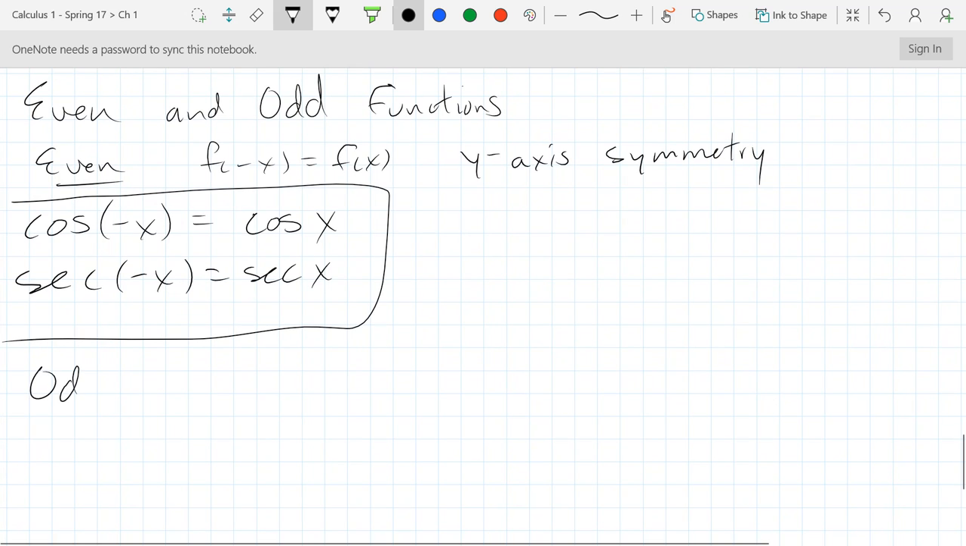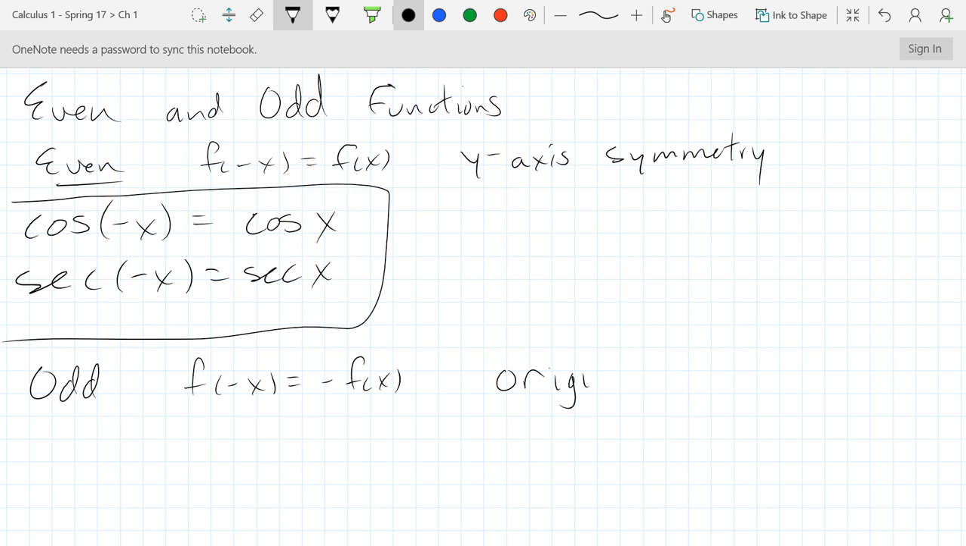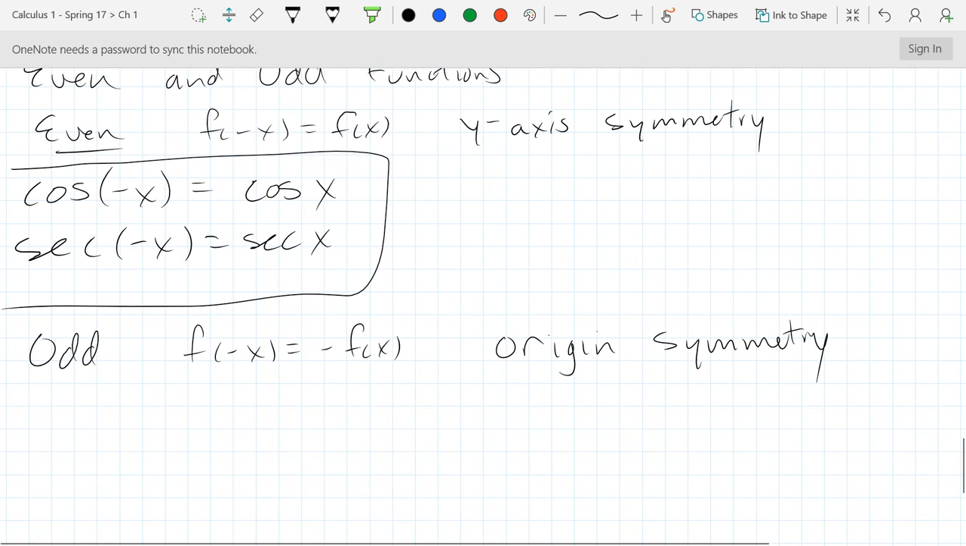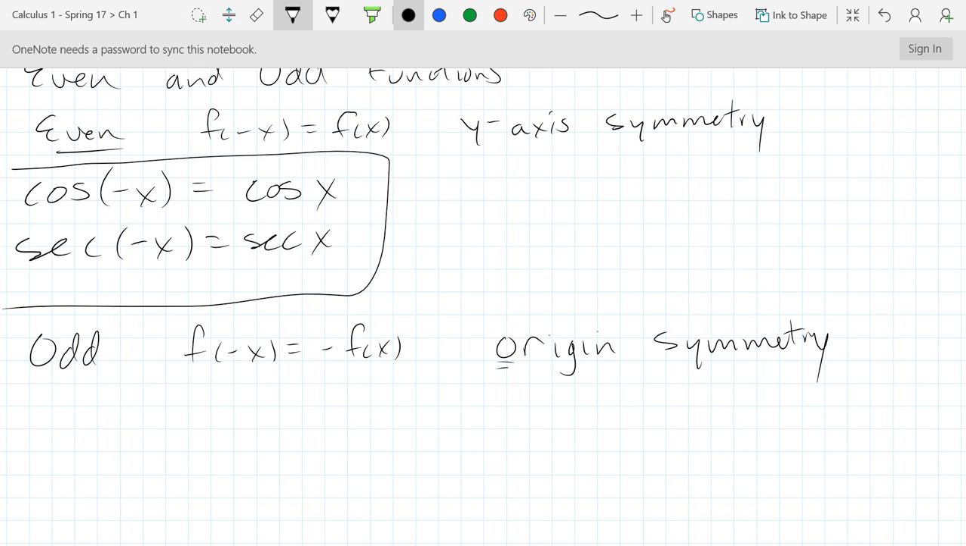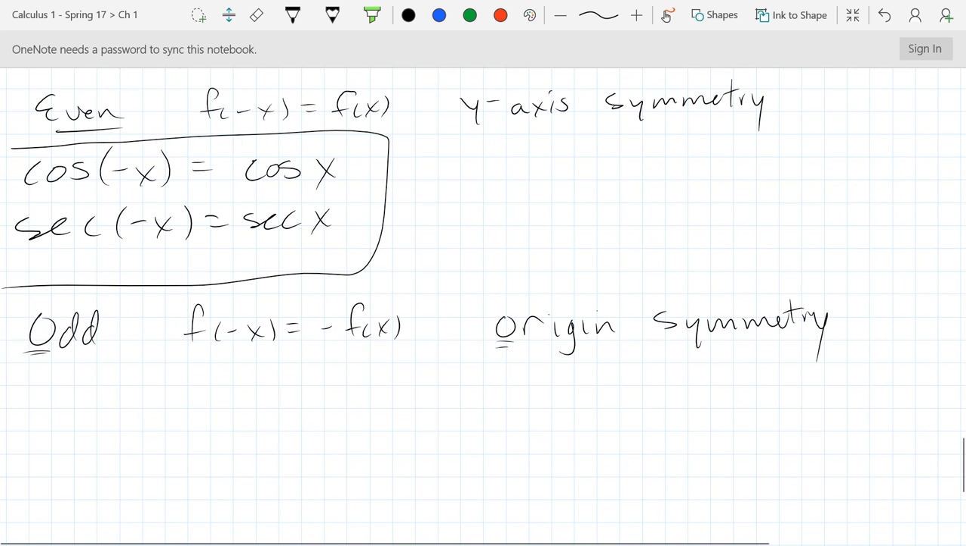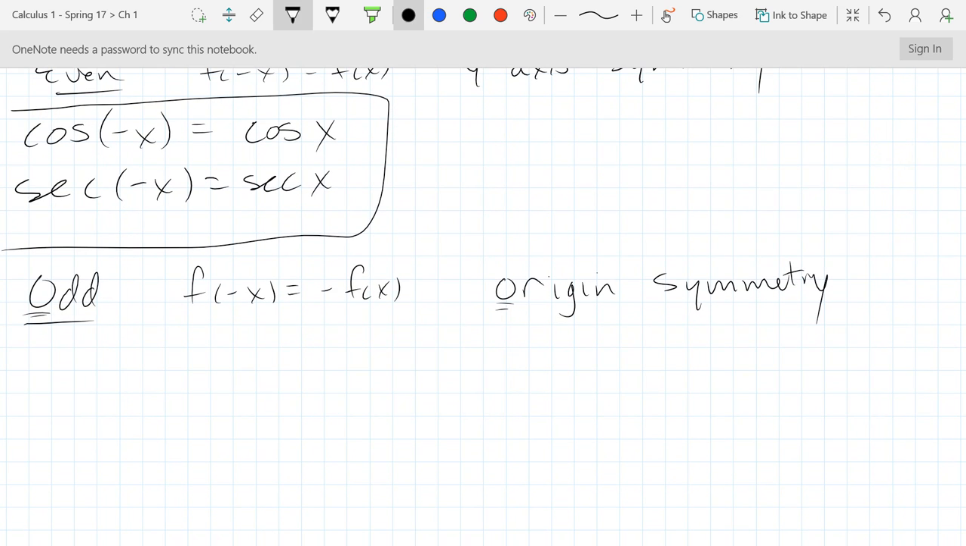Odd means f of negative x is negative f of x, and this is origin symmetry. So how do you remember origin symmetry? Just look at the letter O and the letter O. Odd, origin. That's how you can keep track of that. I'll talk about why we have no x-axis symmetry in functions, except one very special function. So that's for odd, and all the rest of the trig functions are odd.